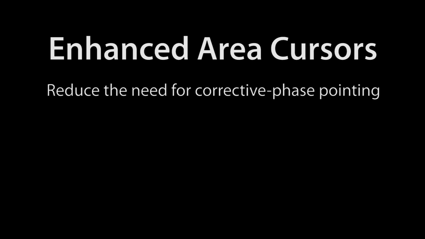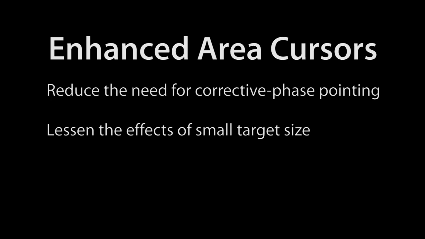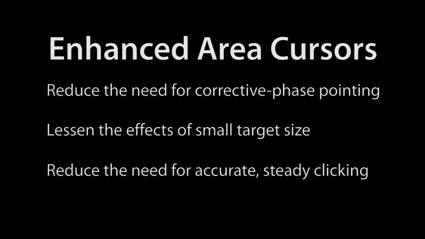Our solution is to introduce enhanced area cursors, which are target acquisition techniques that reduce the need for corrective phase pointing, lessen the effects of small target size, and reduce the need for accurate, steady clicking. Many techniques already exist to increase effective target size, thus making small targets easier to acquire.